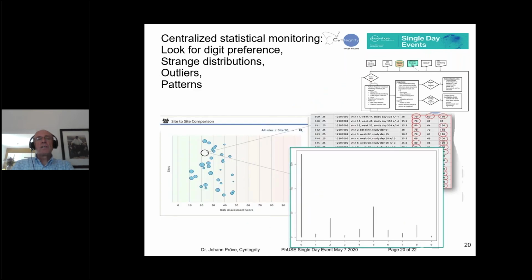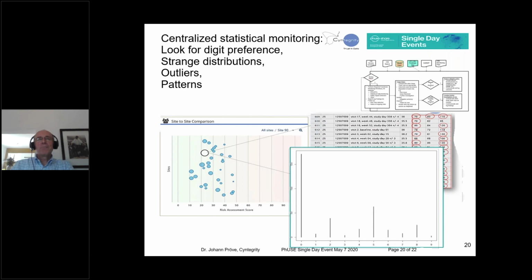And then, of course, centralized statistical monitoring. We heard about that earlier today. So look for digit preferences. And we see that rather frequently, that when you look at blood pressure values, they usually end up with a 5 or a 0. And you wonder, why is that? Well, this is sort of an individual rounding factor that is being applied.